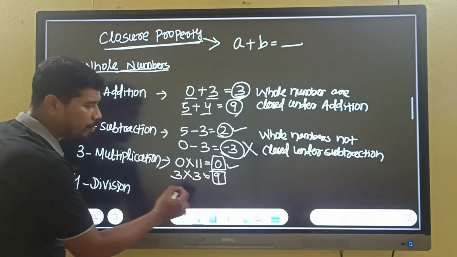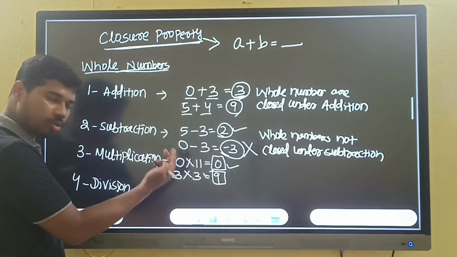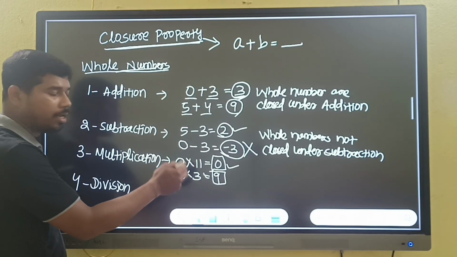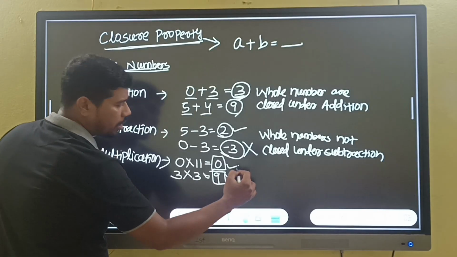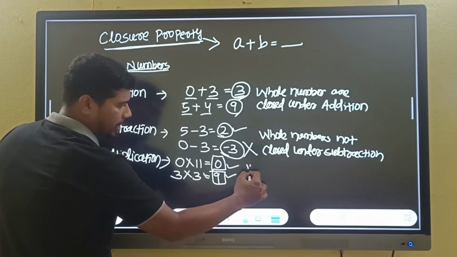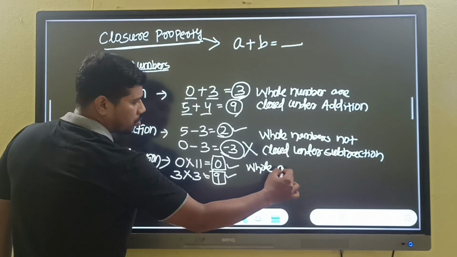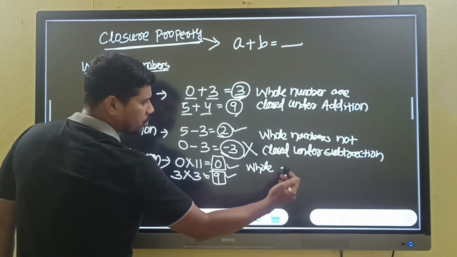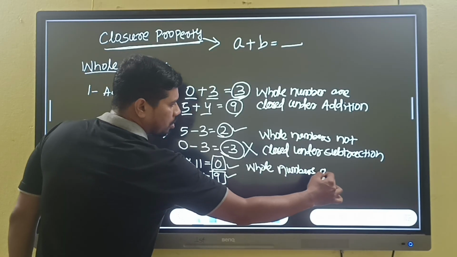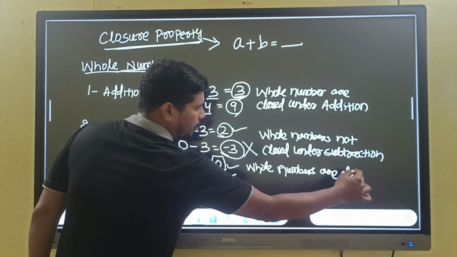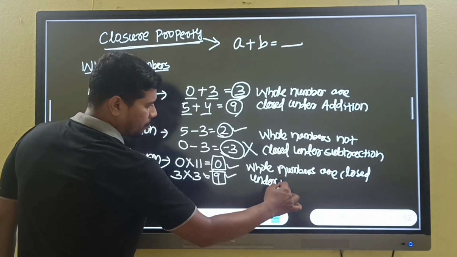But here, whichever whole numbers you take, any two numbers, you can multiply them. If the results are whole numbers, then it is closed. So we can write here: whole numbers are closed under multiplication.